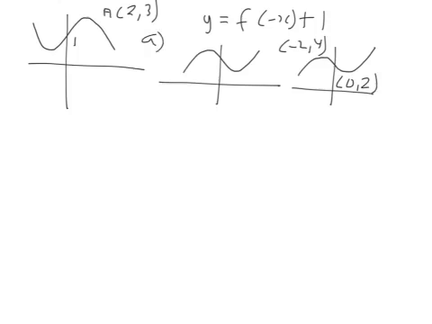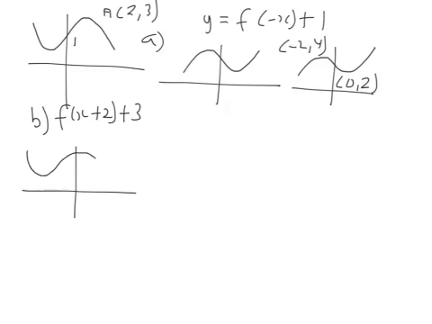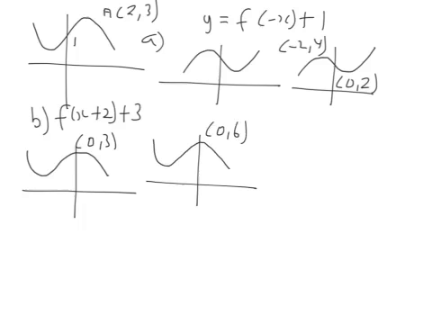So that's part A. Part B asks for f of x plus 2 plus 3. So f of x plus 2 translates the graph 2 units to the left, because it's the opposite of what you think. So this 2, 3, which was here, now becomes 0, 3. And then if you add 6 to it, that point there is at 0, 6. And it should be clear that this is the maximum point of the graph.